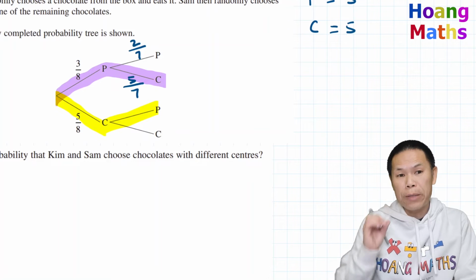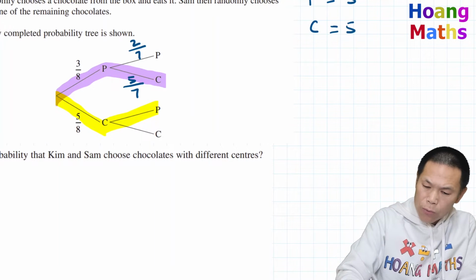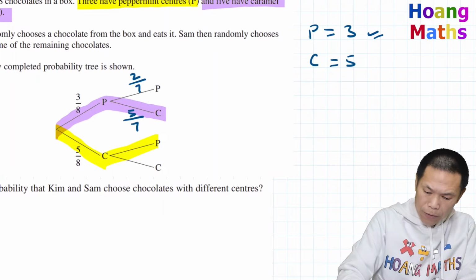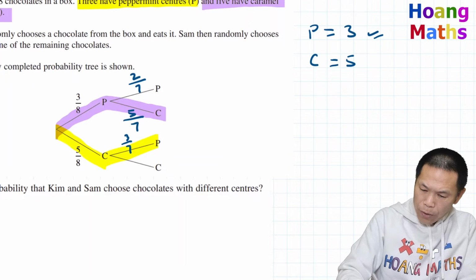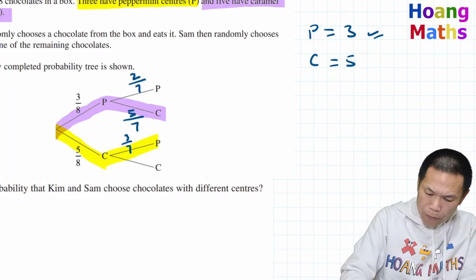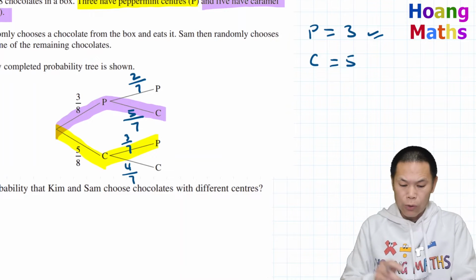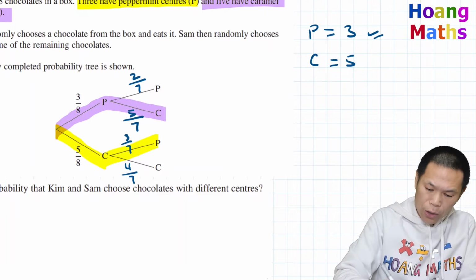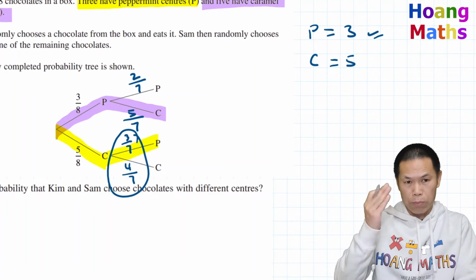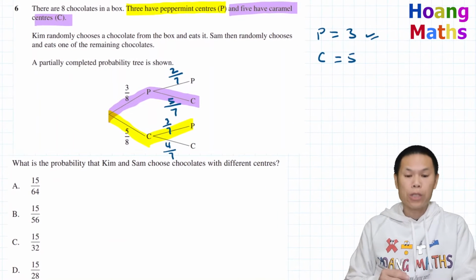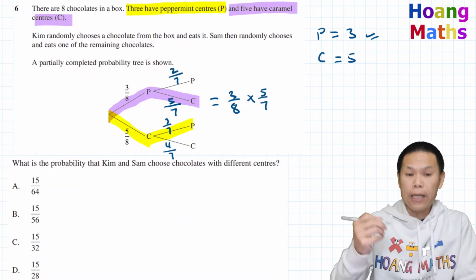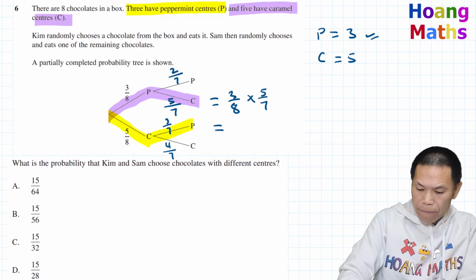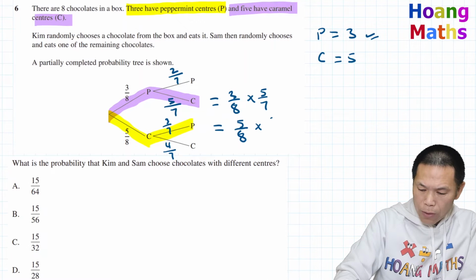And if caramel has already been selected, then for peppermint we still have 3 of them left, so 3 out of 7, because 1 has already been picked. And for caramel, we have 4 out of 7, because 1 has already been picked by Kim. Again, these fractions must add up to give me 1, so please take note of that. Now we just need to work this out. This branch here is equal to 3 over 8 times 5 over 7, and the second one is this one here: 5 over 8 times 3 over 7.